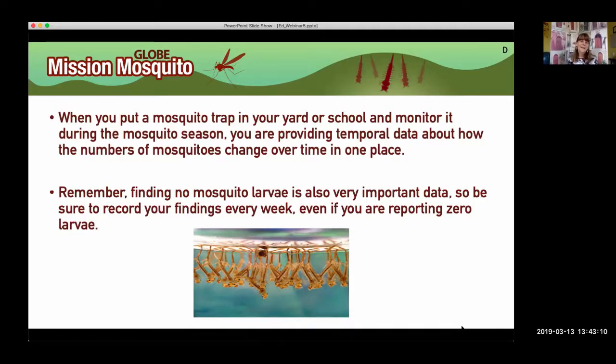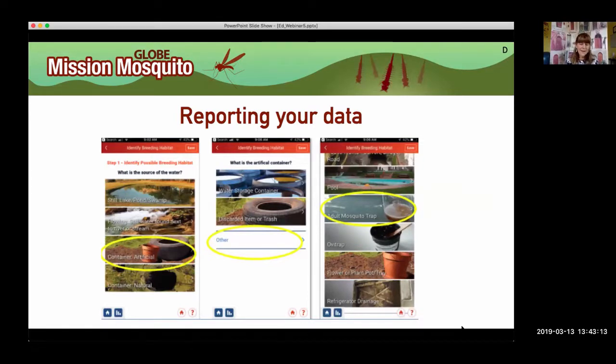Next slide. Reporting your data. Here's something that's really neat. On the cell phone app, if you are using a mosquito trap, when you identify which water source you're using, you will find this in the app. So when you're looking under water sources, it has as one of the possibilities that it is a container. Then you go to where it says other. Once you go into the other, now you're going to see a new screen, and on there, mosquito trap is one of the options. So you will pick mosquito trap and then take a picture of your mosquito trap.